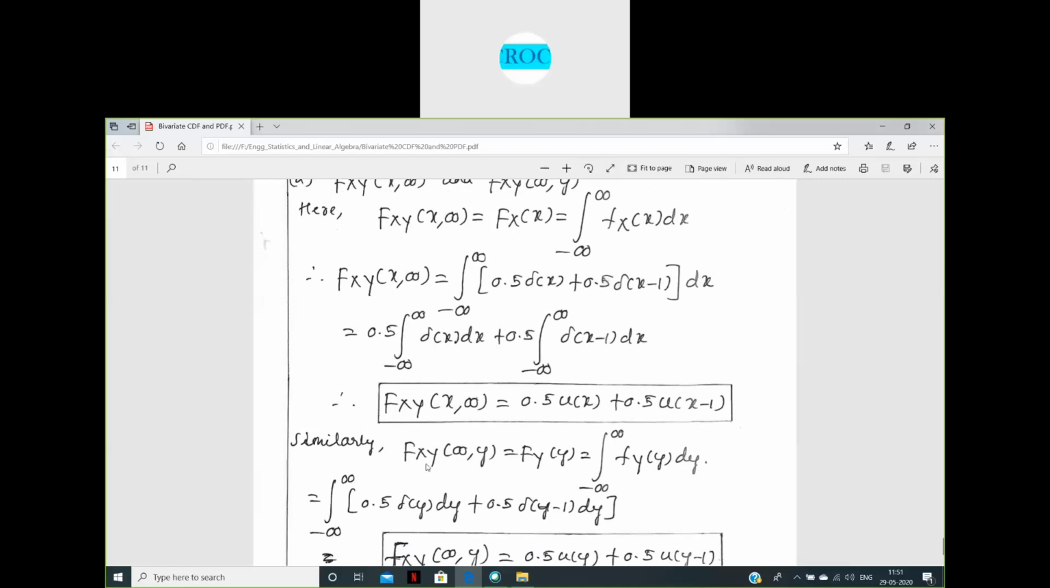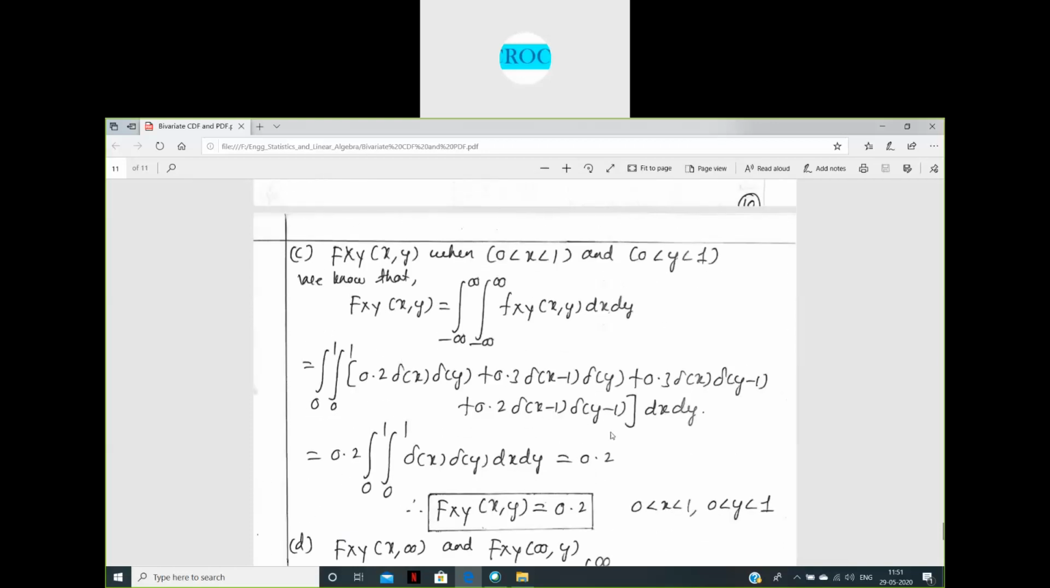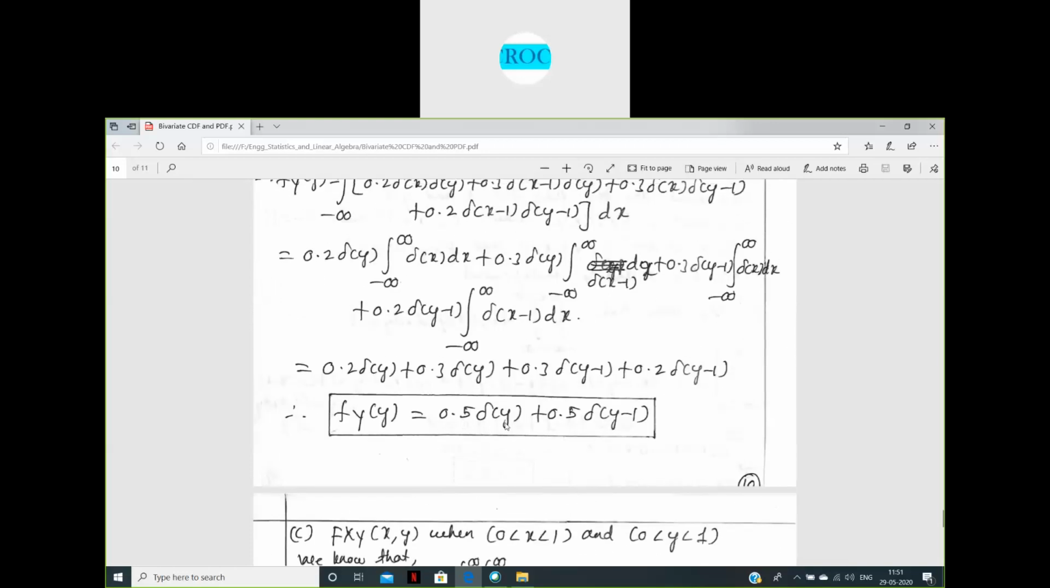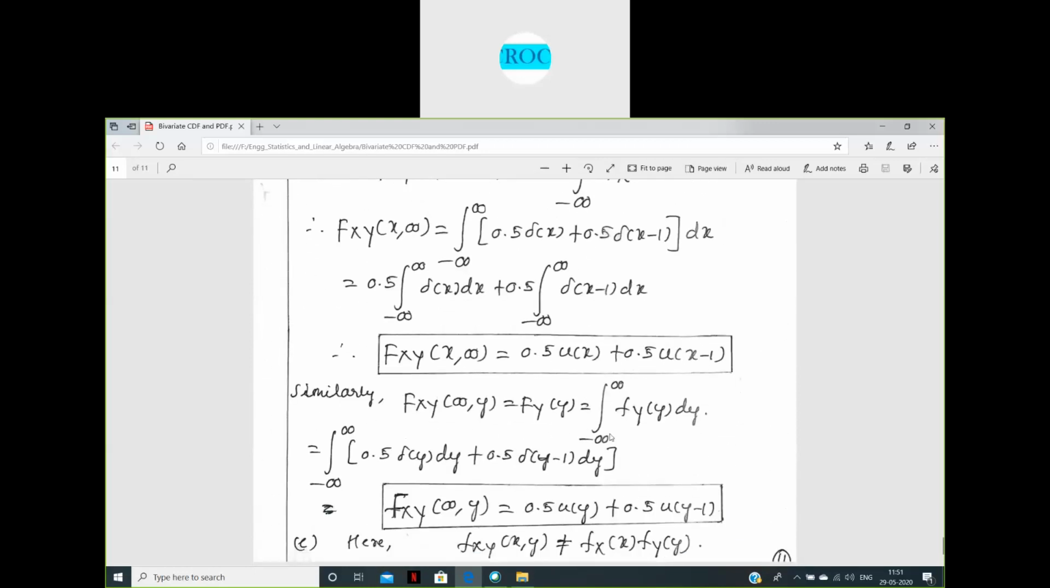Similarly, how do you calculate F_XY(∞,y) here? It is nothing but the integration from minus infinity to infinity of f_Y(y) dy. Now what is the PDF for random variable y? We calculated here, it is equal to 0.5 δ(y) plus 0.5 δ(y−1). Substitute in this equation. What do we get now? The integration of this δ(y) dy is nothing but the unit step function: 0.5 u(y) plus 0.5, the shifted impulse function integration will be a step function which is shifted by 1, 0.5 u(y−1) here.